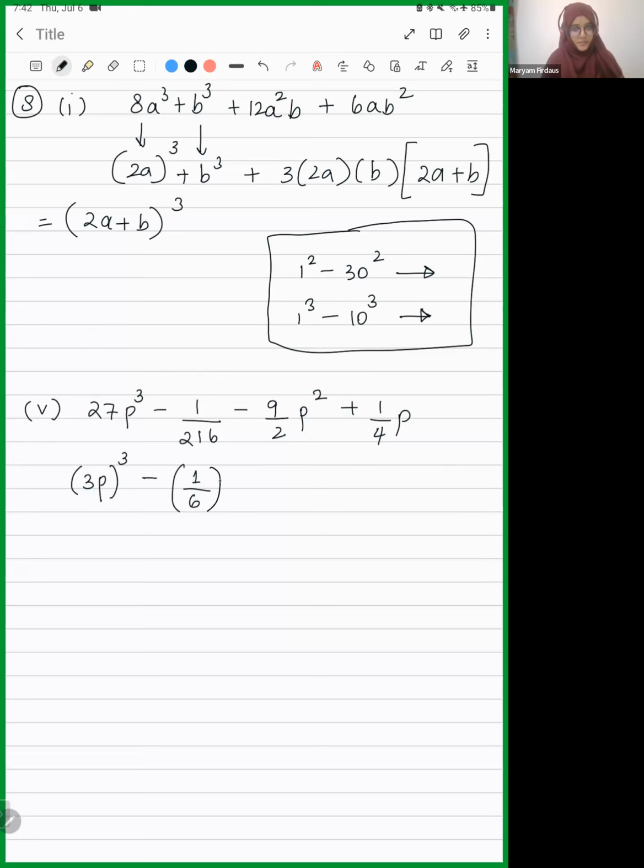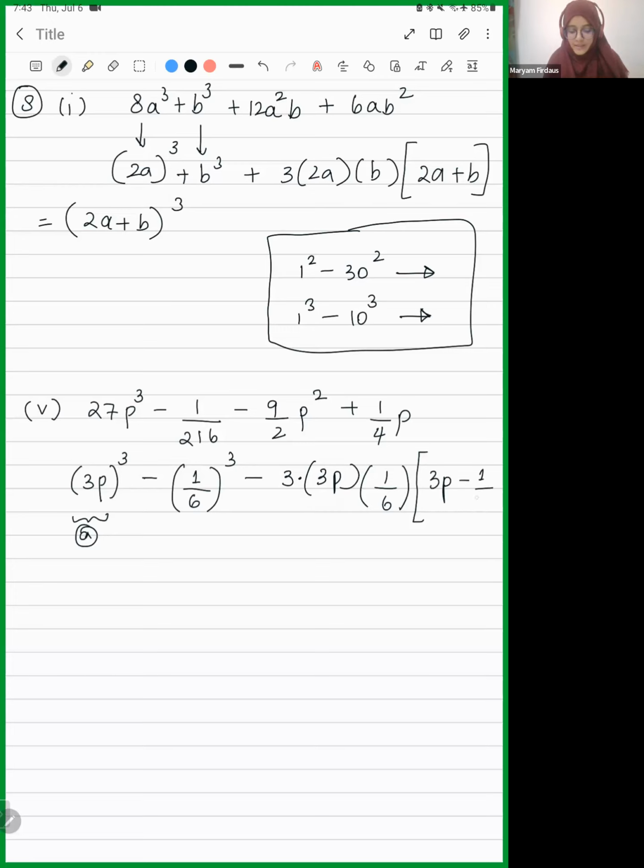Now we can take 3p common. We can say 3 multiplied by 3p, which is our a. Our 3p is our a. Yes, ma'am, multiplied by 1 over 6. And in the bracket, a minus b. Remember? Yes, ma'am. A minus b. So 3p minus 1 by 6.